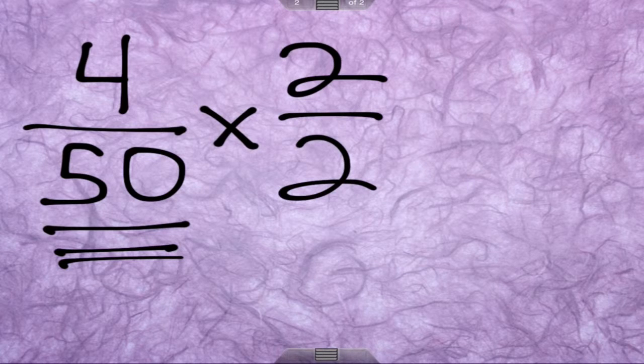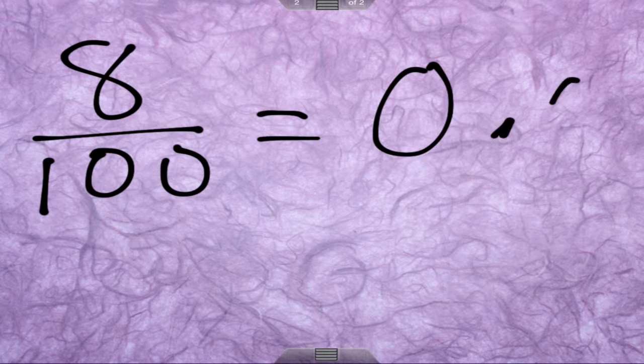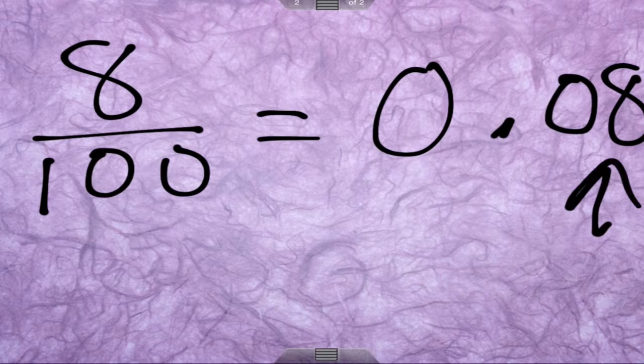So we're a little stuck here, but what we could do is make an equivalent fraction. We can make an equivalent fraction by making the 50 into 100. To make 50 into 100, you again times the numerator and denominator by the same number. So I'm going to times it by 2 to get into 100. So I have 8 over 100. Well, 8 over 100 is 8 hundredths. So 8 hundredths looks like this because 8 is in the hundredth spot.